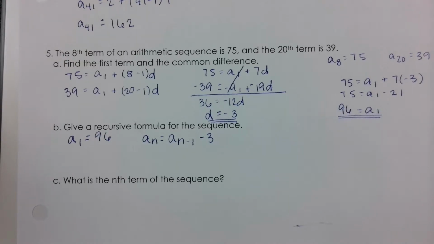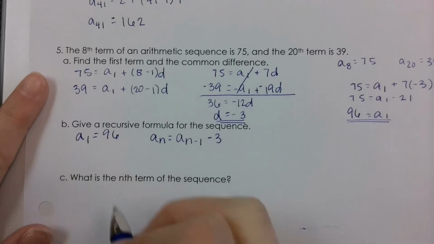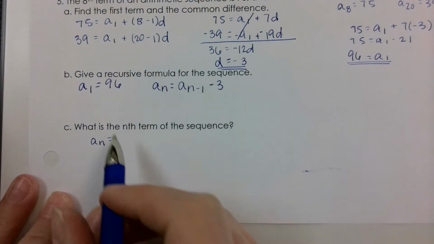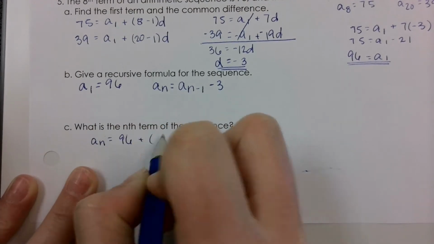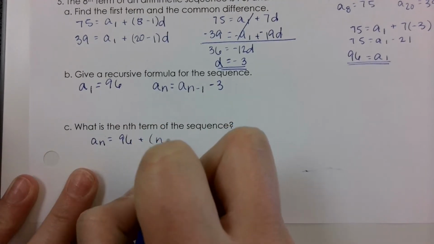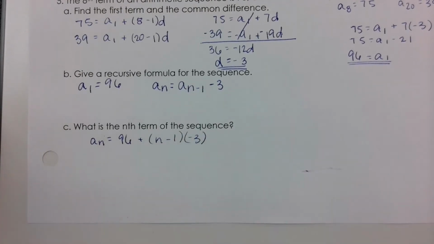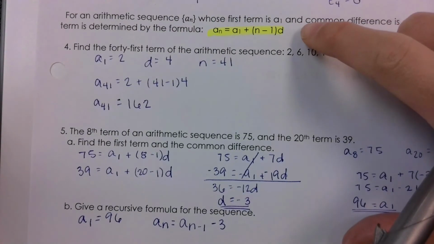All right. So then the next part, it wants us to find the nth term of the sequence. So that's this formula this time. So we're still going to have a sub n equals a sub 1, which again was 96, plus parentheses n minus 1 times d, which was negative 3. Is that okay? So we were just plugging into that formula that was further up on your page right here.